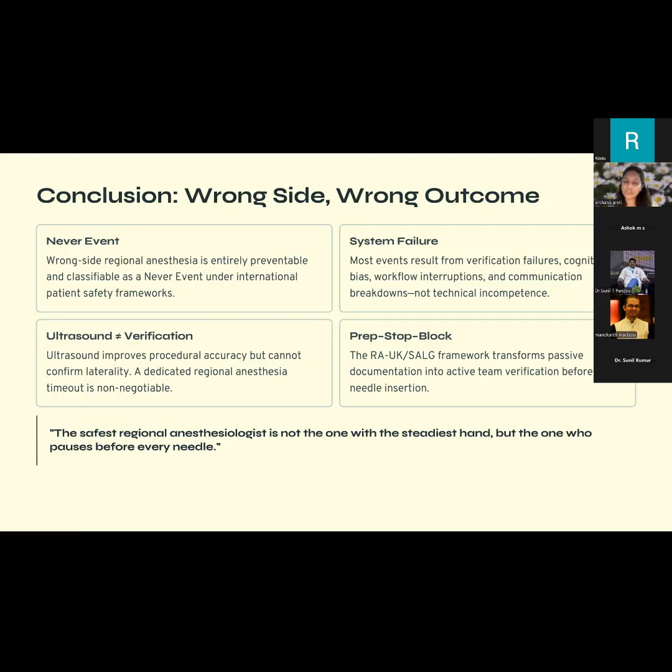Okay, so you still need a dedicated timeout for this, and something like RA UK's Prep, Stop, Block, or even ARA India's Confirm Before You Perform checklist. So the safest regional anesthesiologist is not the one with the steadiest hand, but the one who pauses before every needle. So I will end with this and open the floor for discussion.